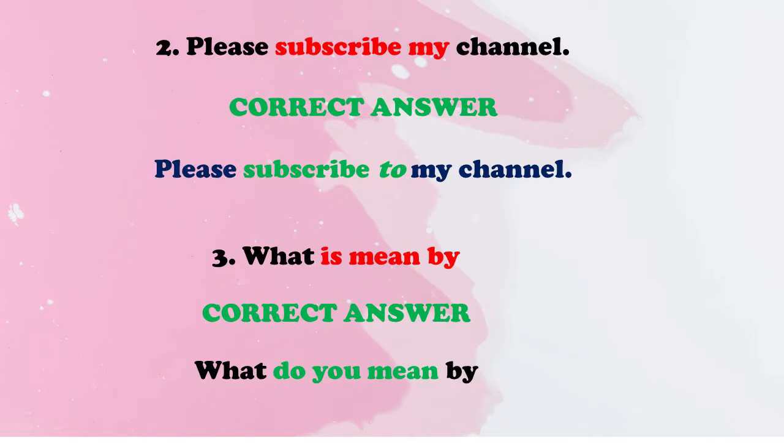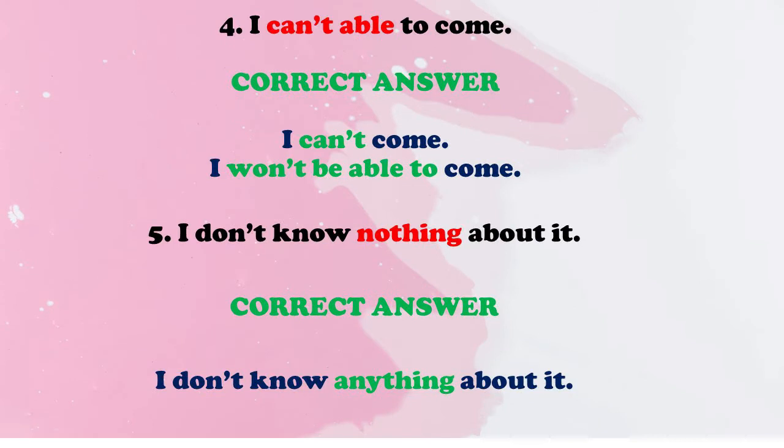Now the second sentence here on our list would be "please subscribe my channel." Notice that this sentence is missing a preposition. The correct way to say the sentence would be "please subscribe to my channel." Thirdly, "what is mean by?" You could simply say "what do you mean by," or you could simply ask "what is meant by." "Meant" is the past tense of the word "mean." The fourth one would be "I can't able to come." You can simply say "I can't come" or "I won't be able to come."